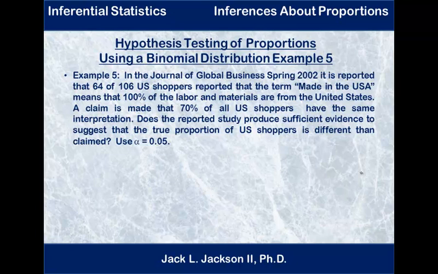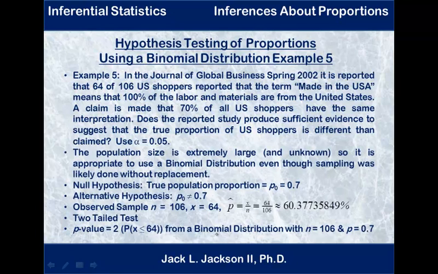We're going to use an alpha of 0.05. The population size is extremely large and unknown, so it's appropriate to use a binomial distribution, even though the sampling was likely done without replacement. So the true proportion is 0.7 if the null hypothesis is true. That's their claim. The alternative is that the true proportion is not equal to 0.7, so it's a two-tailed test.